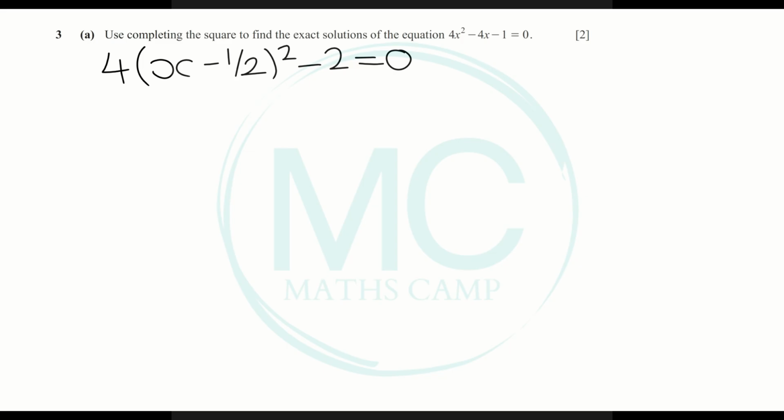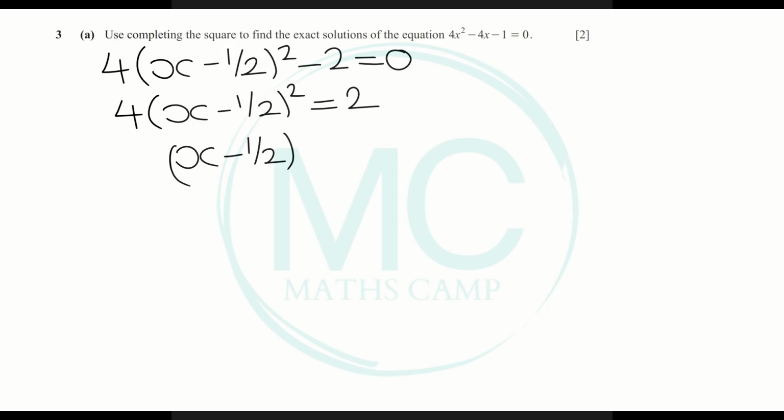Let's move 2 to the right. I get 4 multiplied by (x minus 1 over 2) squared is equal to 2. Divide both sides by 4 and I get (x minus 1 over 2) in a bracket squared is equal to 2 divided by 4, which is 1 over 2. To get x by itself, I need to square root the bracket. So square root on this side, which means we square root on that side. On the left, the roots and the square will cancel.